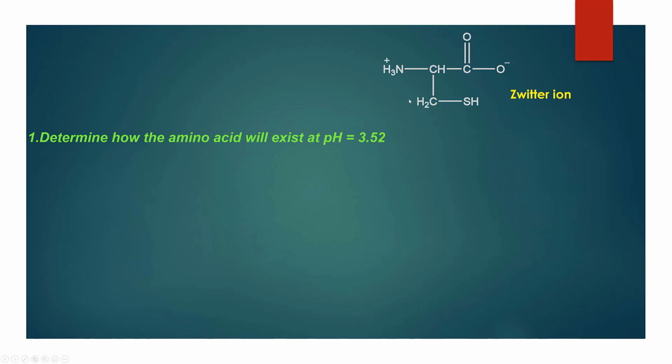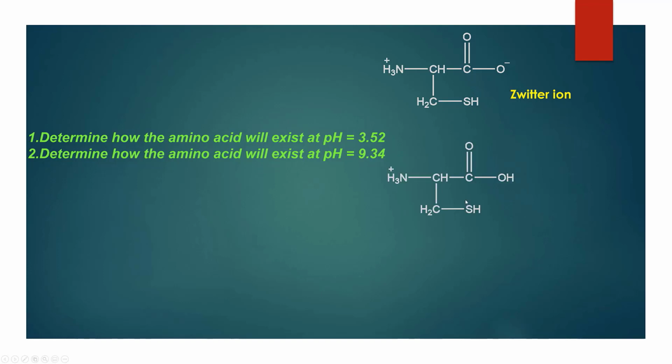Let's see one question. Determine how the amino acid will exist at pH 3.5. It is the same amino acid, how does it behave at pH 3.52, and another is how the amino acid will exist at pH 9.34. I already asked both questions on my Instagram page. So at pH 3.5, what happens? The carboxyl group contains a hydrogen ion, because 3.5 is acidic, so the carboxyl group takes hydrogen from the solution. So the overall charge on the cysteine residue is positive because of the amino group. So the answer is plus.